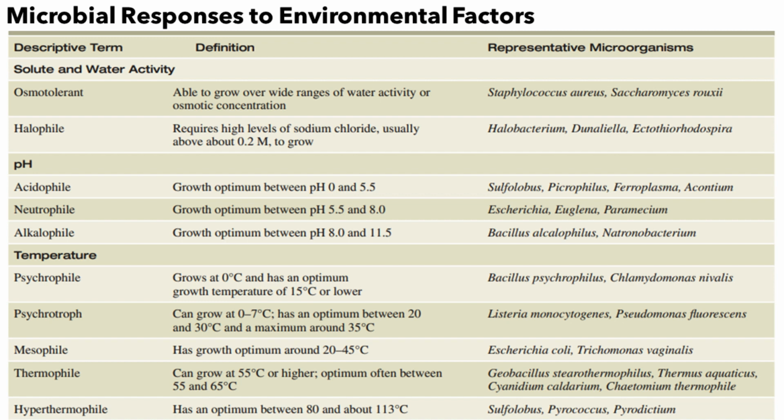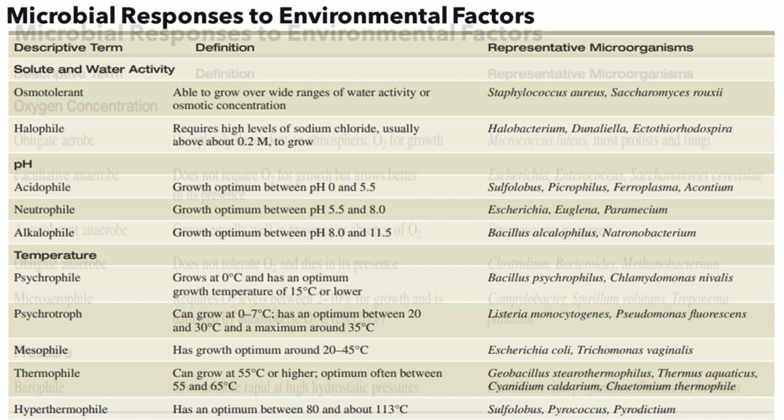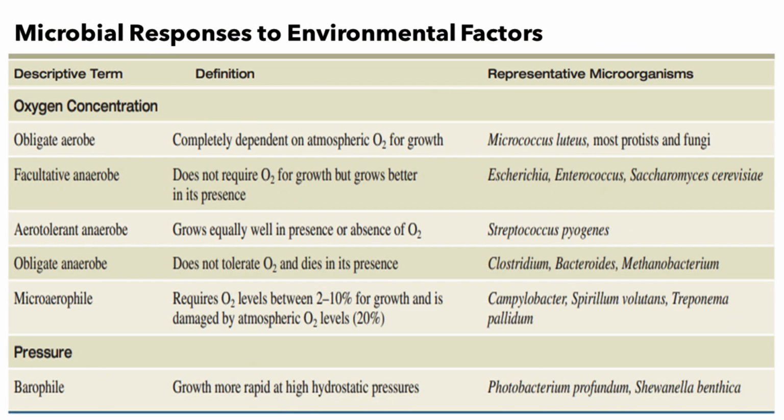Thermophile can grow at 55 degrees Celsius or higher. Optimum is between 55 and 65 degrees Celsius. For example, Thermus aquaticus. Hyperthermophile has an optimum between 80 and about 113 degrees Celsius. For example, Sulfolobus. Oxygen concentration.